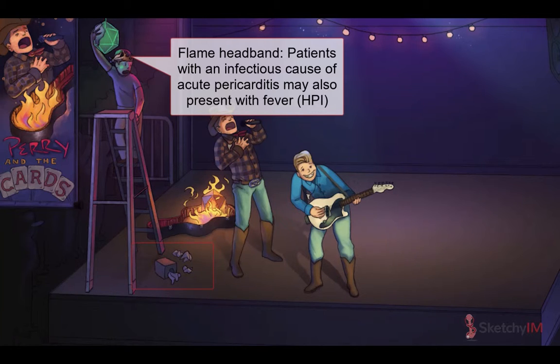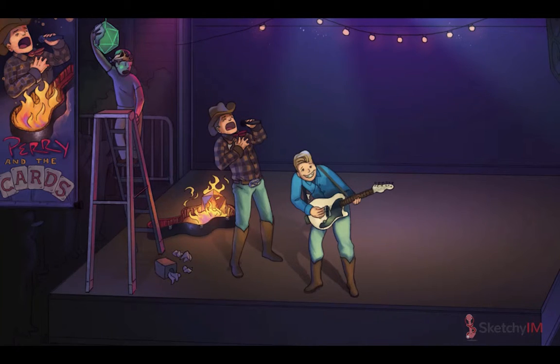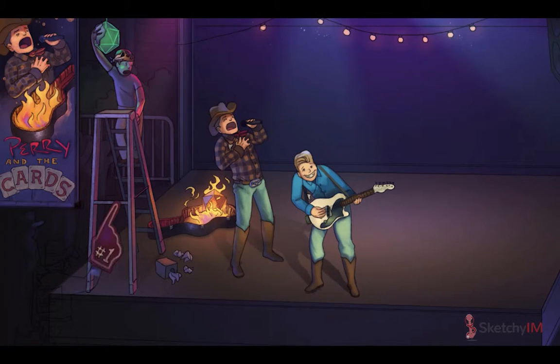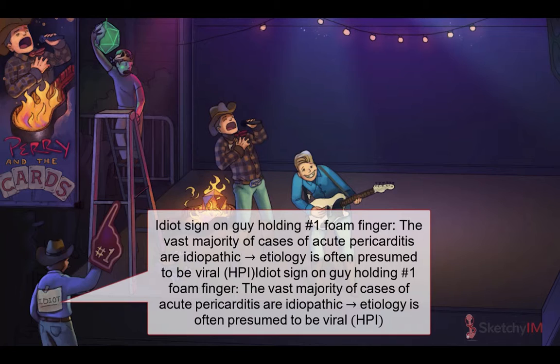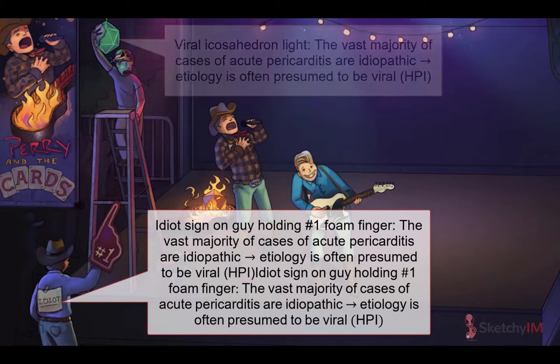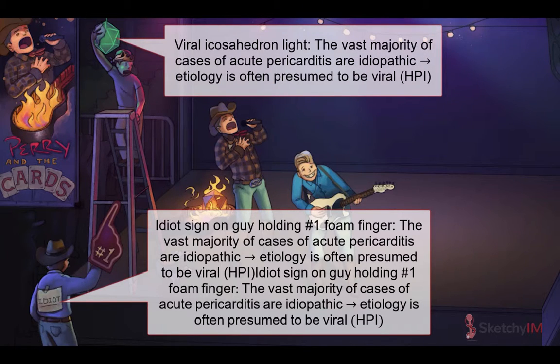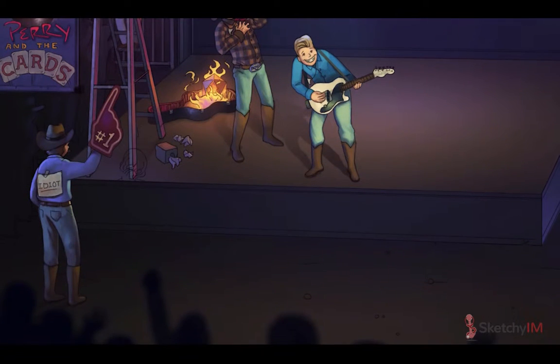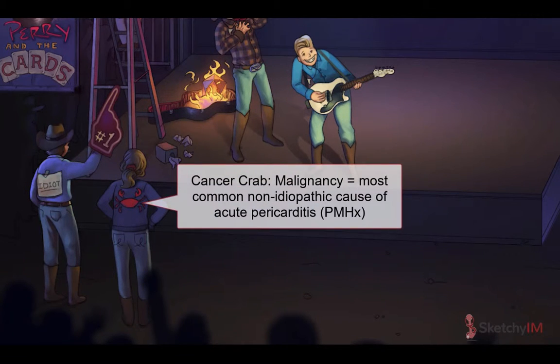If the first few minutes of your history taking have you concerned for pericardial disease, your next few questions should be directed towards figuring out the underlying etiology. Let's get the most common cause of acute pericarditis out of the way first. And man, is it a doozy. Just kidding. In the vast majority of cases, the etiology of acute pericarditis can't be determined. In these idiopathic cases, the cause is often presumed to be viral. Of the cases where an etiology of acute pericarditis is identified, the most common cause is malignancy, represented by our recurring sketchy symbol, the cancer crab on that lady's jacket.